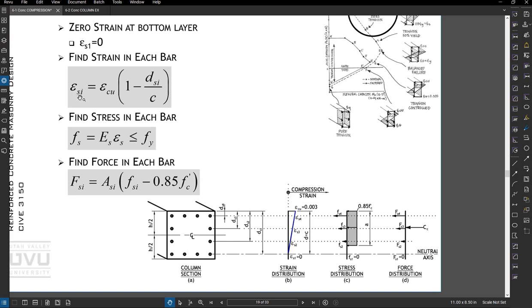So I've repeated this equation from the previous slides. We can find the force in each bar, so Es, capital Es, times the strain. And I probably should add an i there. We want to make sure that's less than the yield strength. If it's more, then that's just not possible. And then we find the force in each bar by finding the area of the bar. So in layer 1, we would have 4 bars. In layer 2, we would only have 2 bars. Times the stress in the bar minus 0.85 f'c.